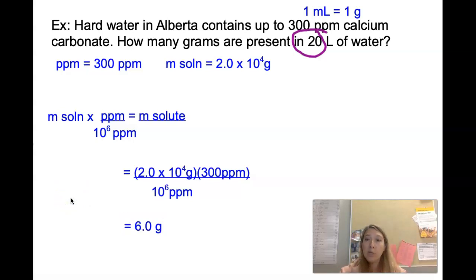So pretty simple equation, rearrange it to solve for what you want. Make sure you throw your units in because that helps you identify that you've rearranged the equation properly, right? Because the ppms cancel, I'm left with grams. Okay, this is especially true if you know you struggle a little bit with rearranging equations. Make sure you put that in, okay?